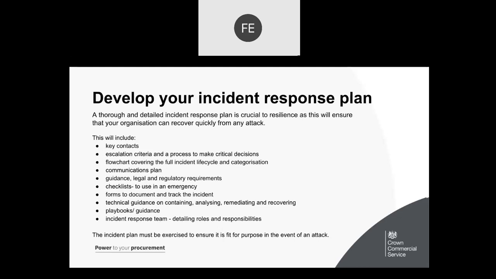This will include key contacts, escalation criteria, and a process to make critical decisions, a flowchart covering the full incident lifecycle and categorization, a communications plan, guidance, legal and regulatory requirements, and a checklist to use in an emergency. It's also forms to document and track the incident, technical guidance on containing, analysing, remediating and recovering, playbooks guidance and an incident response team, detailing their roles and responsibilities.